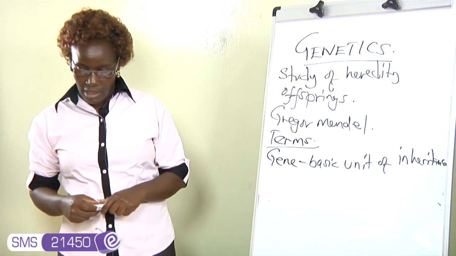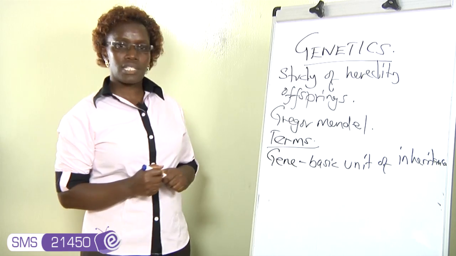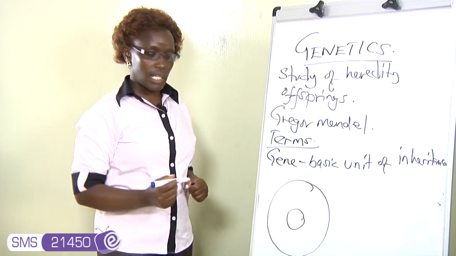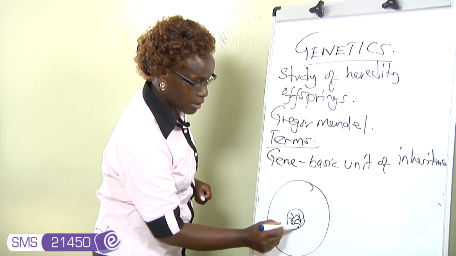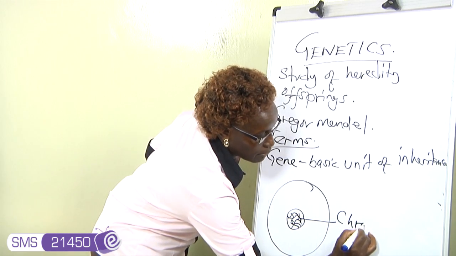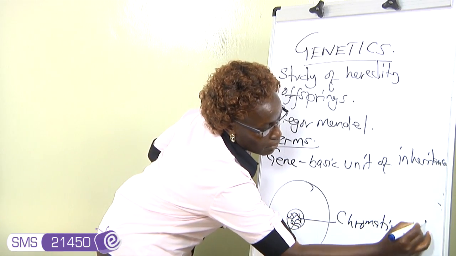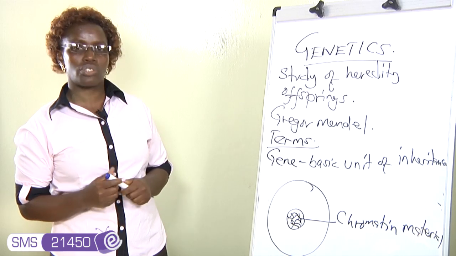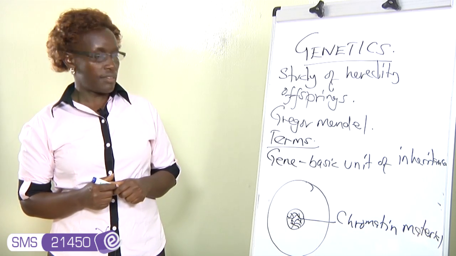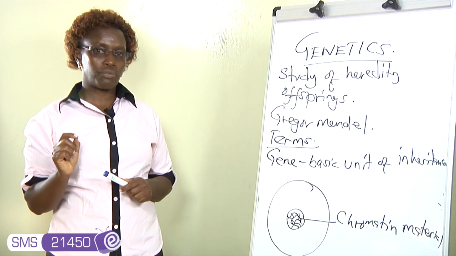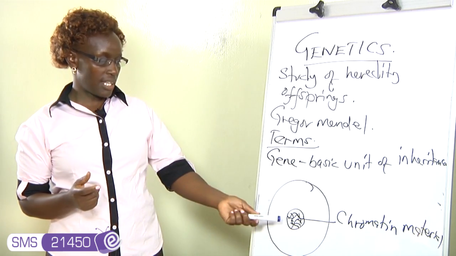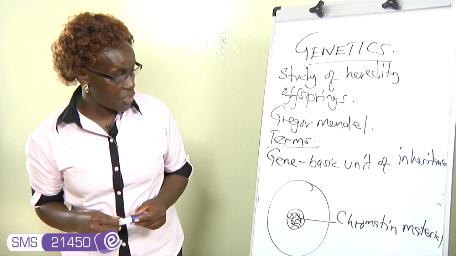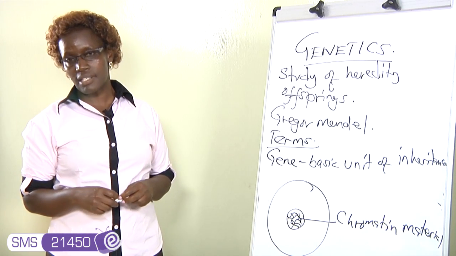Now we have what we call the genetic material. In Form 1, we learned about the cell, and we said within the cell we have the nucleus. And the nucleus contained the chromatin material. The chromatin material is the genetic material that constitutes the chromosomes. And the chromosomes are made up of genes. So whether you say in the nucleus we have genetic material, or chromosomes, or genes, or DNA, it all means the same.